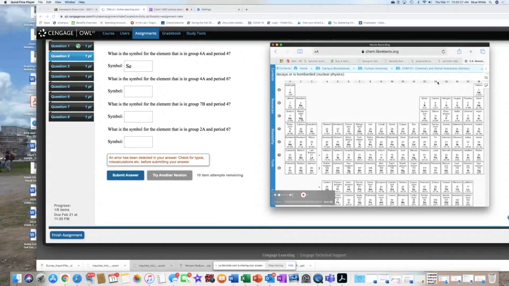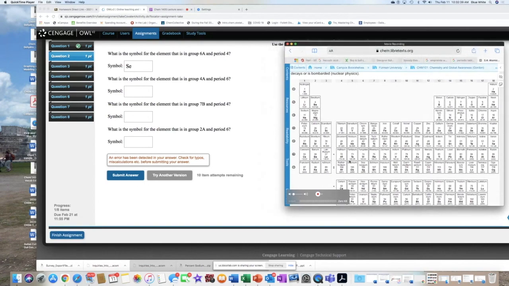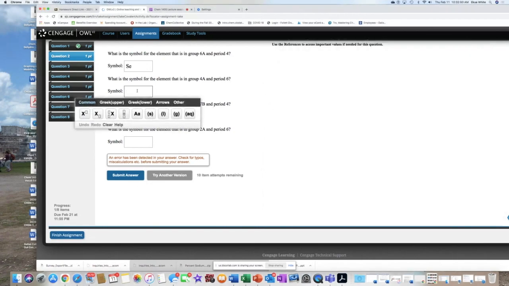Group 4A. So that's the one with the 4. This one here. And then period, yeah, period 6 this time. So 1, 2, 3, 4, 5, 6. Period 6, group 4A. Where is 4A? Right here. That would be lead, right? Period 6, group 4A. At least that's what I see. So PB.